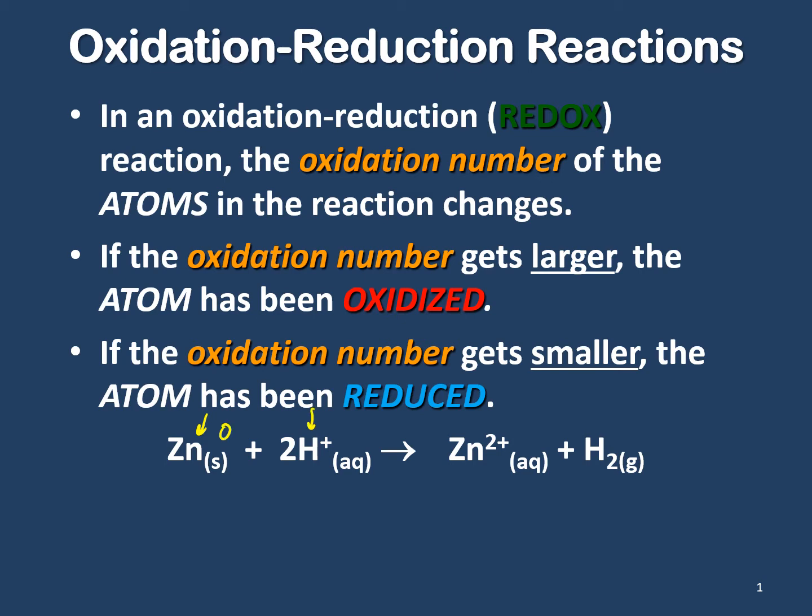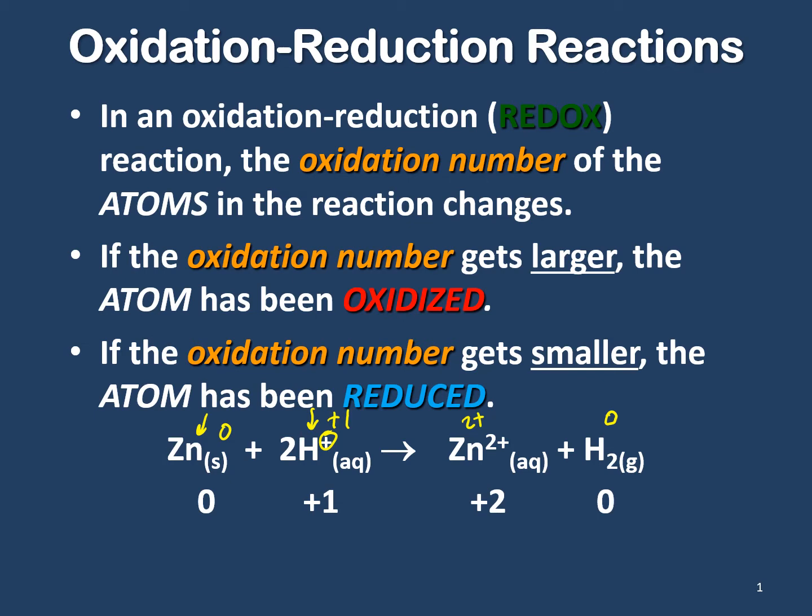I also know that monoatomic ions, like H+, have an oxidation number equal to their charge. So +1 for the H pluses. And the same thing is true of Zn2+. It's a monoatomic ion, so its charge is its oxidation number. Hydrogen is a diatomic element. That's the natural state of the pure element hydrogen, so this also has an oxidation number of 0.